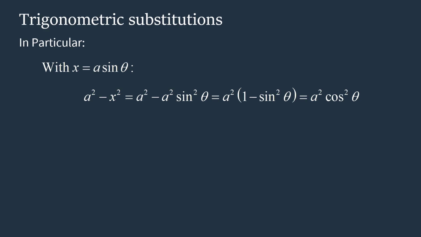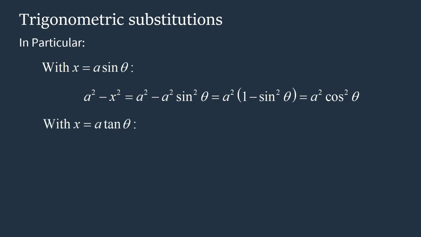In that case, a squared minus x squared is the same as a squared minus a squared times sine squared. But if you factor out the common factor of a squared, that's the same as a squared times the quantity 1 minus sine squared, but 1 minus sine squared is cosine squared. So you get that a squared minus x squared is the same as a squared times cosine squared. Notice by using the substitution that we remove the difference between two objects and turned it into a product.